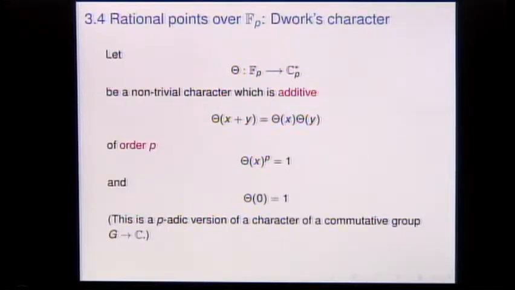So let's consider a character, right? From F_p to this monster thing. In fact, we can do it for F_q, but I'd rather focus on F_p because it's easier. Just bear in mind that this can be generalized easily to F_q. So this would be a non-trivial character, which is additive, meaning this, and it is of order p, meaning this. And we map the additive zero here to one in there. So again, this is just a p-adic version of a character of a commutative group that maps into the complex numbers.